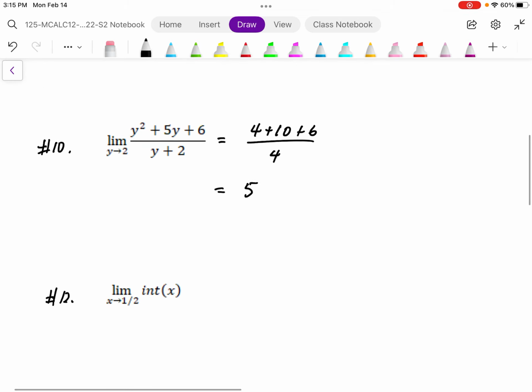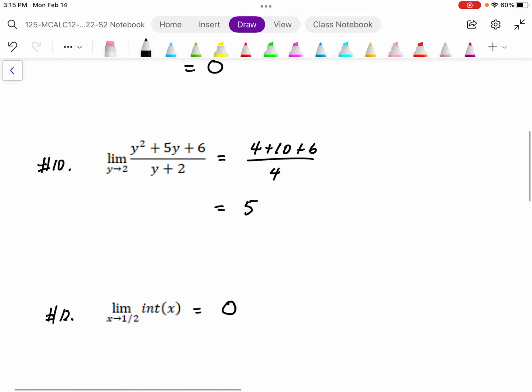Okay, here we plug in x is 1/2. The greatest integer of 1/2 is equal to 0, so that's our limit. Okay, so as we approach 1/2, we're going to end up with a y value of 0.